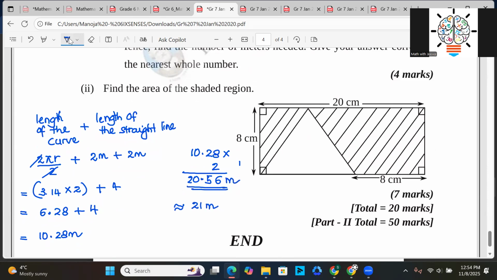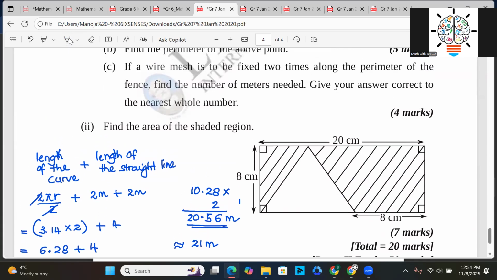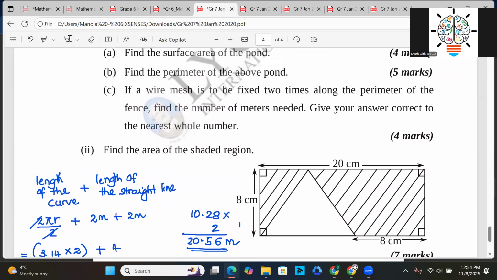The closer, because if you want 20.56 to cover the whole pond with the wire mesh, you can't buy 20 meters, so then you don't have 0.56. But if you buy 21 meters, you can cover it 2 times and maybe a tiny portion will be remaining, right? So then the next one they ask, give your answer correct to the nearest whole number, that is 21 meters. So that is it, right?